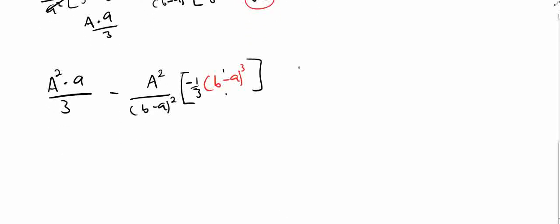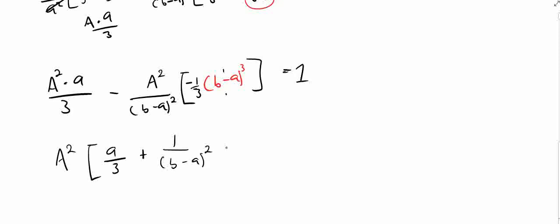And now we'll have a lot of cancellations happening. So these two negatives are going to cancel out to be a positive, and also I can factor a capital A squared out. So let's do that. So we'll have A squared all the way over here, and we'll have lowercase a divided by 3 plus, because the negatives canceled, 1 divided by b minus lowercase a squared times 1 divided by 3 times b minus a cubed. And so we see this factor of b minus lowercase a squared is going to cancel out with 2 of the factors of b minus a up in the top.